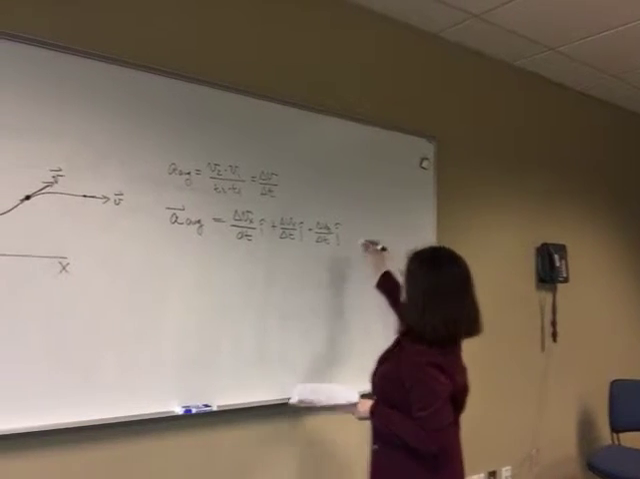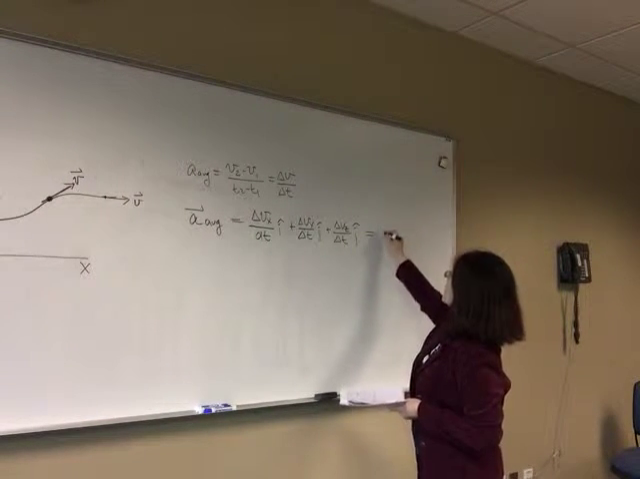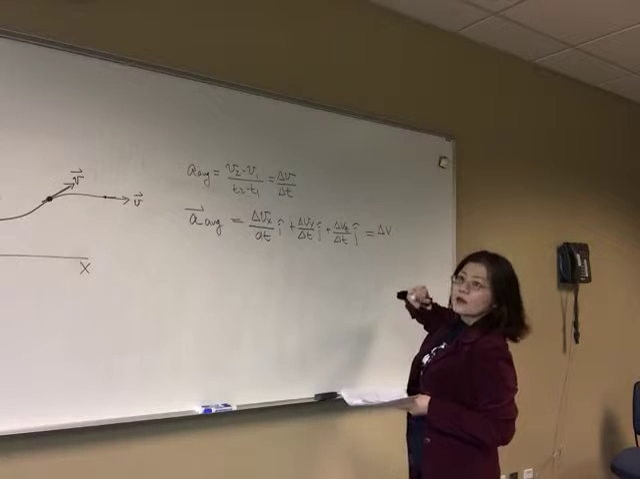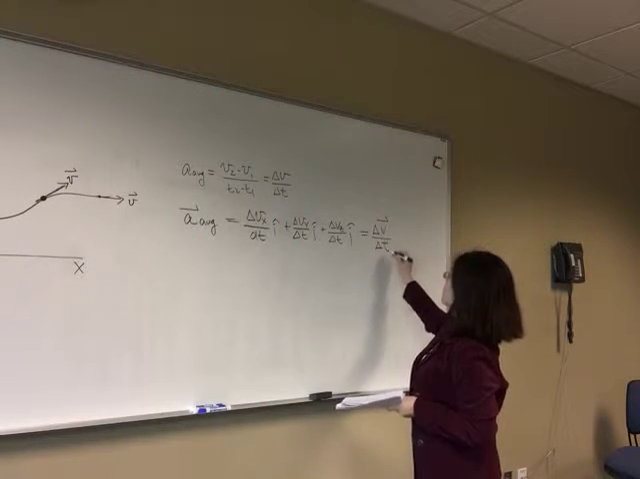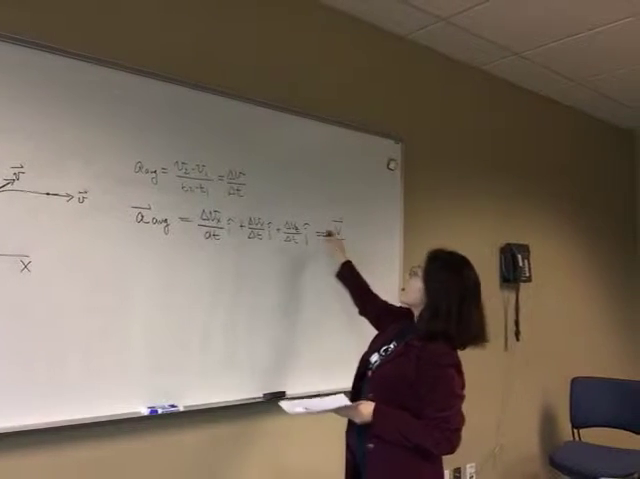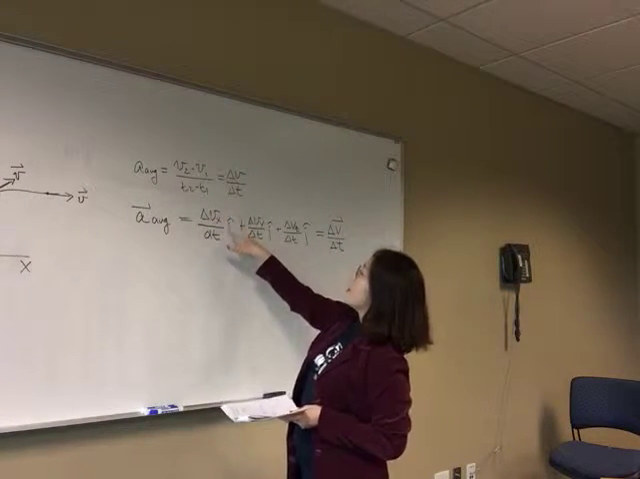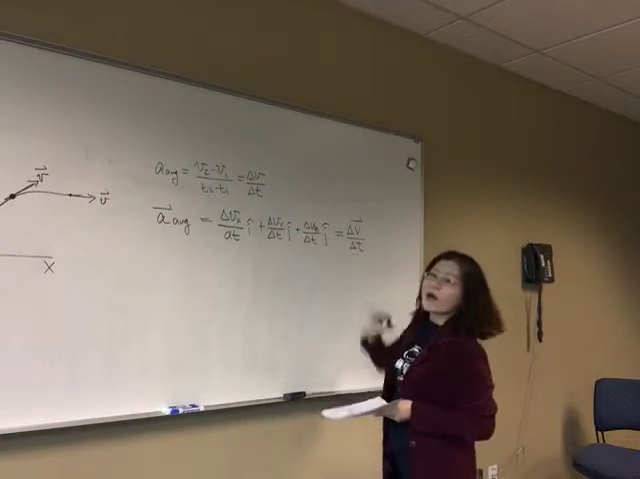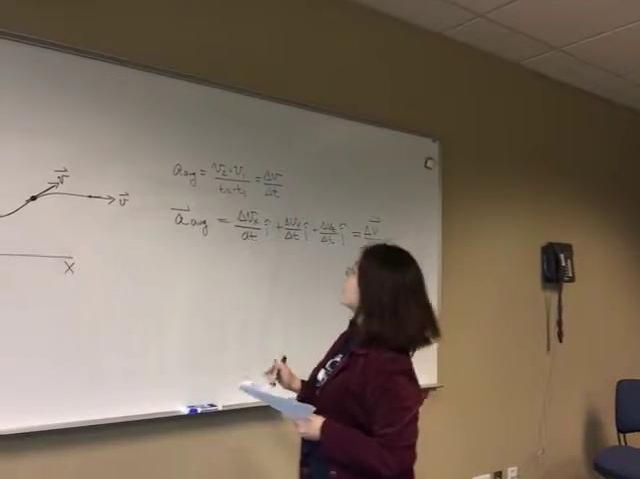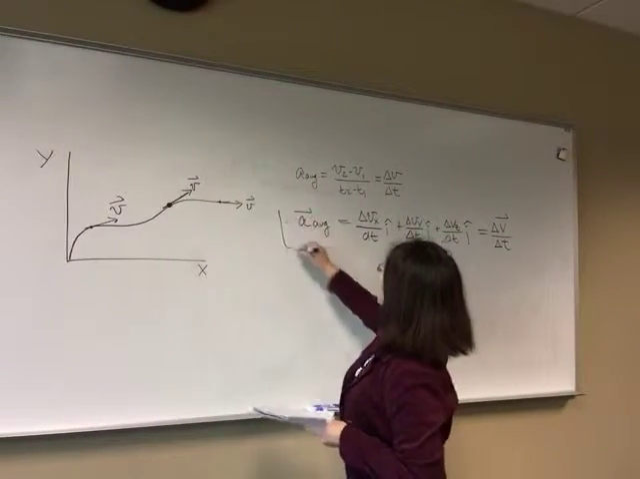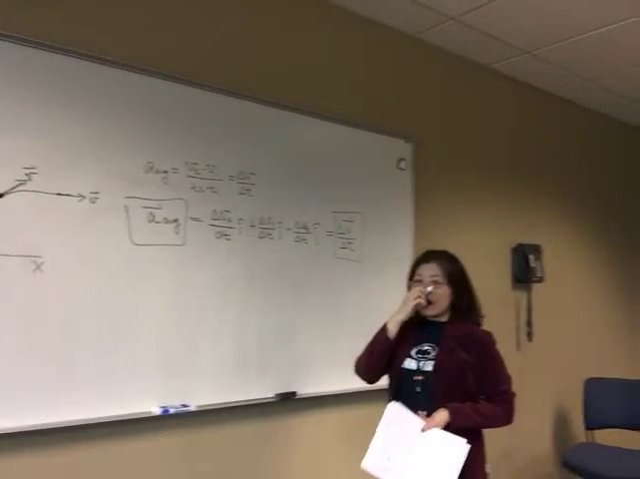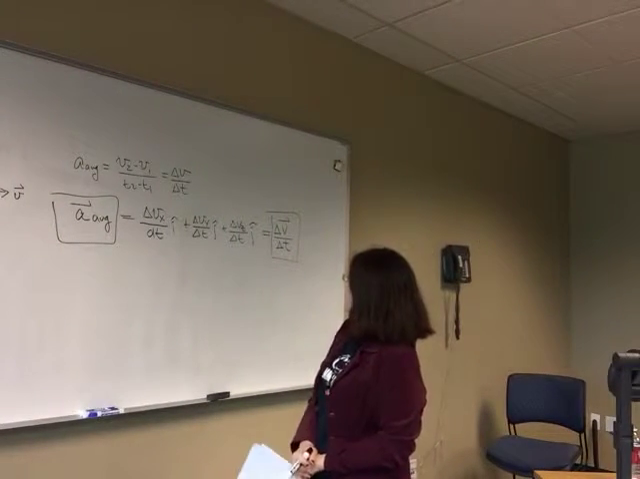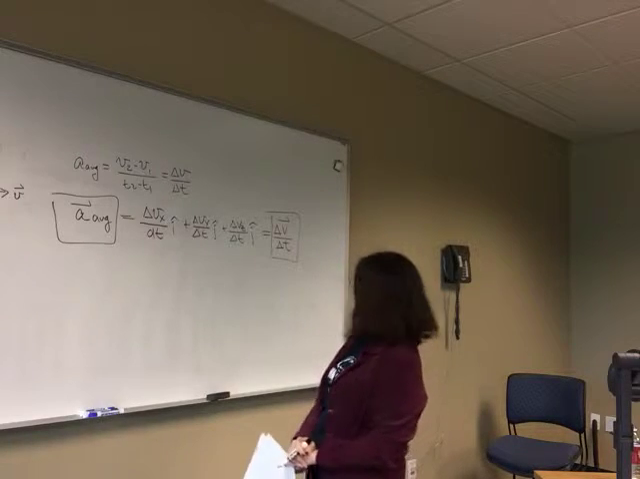So in short, you can say that it is equal to delta v, okay, as a vector, and then over delta t. Because your delta v is equal to delta vx i hat, delta vy j hat, and then delta vz k hat. All right, so this is your average acceleration. That is basically equal to the velocity difference over the time difference.